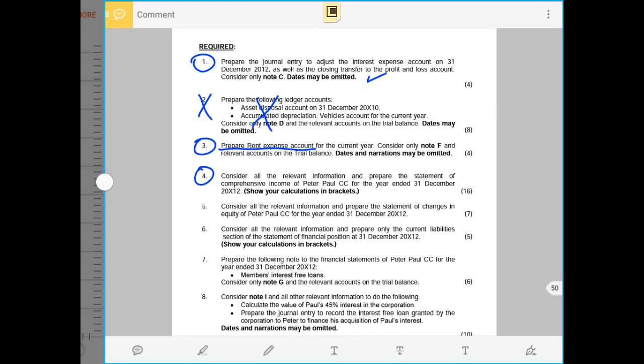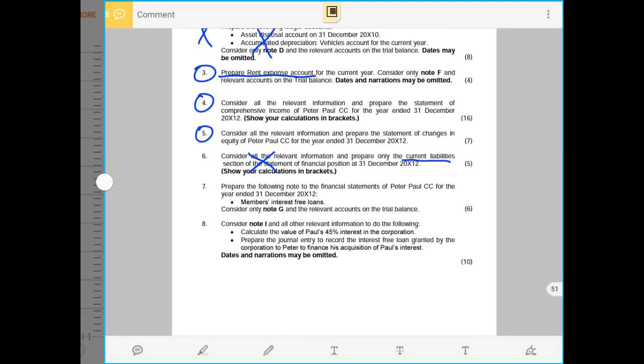Requirement number 5: consider all the relevant information and prepare the statement of changes in equity of Peter Paul CC for the year ended 31st December 2012. That will have to be done. Then the next one is to consider all the relevant information and prepare only the current liability section of the statement of financial position. That I will not do because you don't do the statement of financial position this term or in this final exam of 2016.